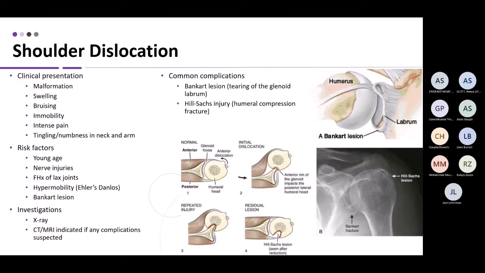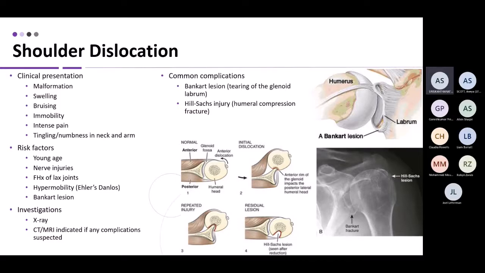And then just going through your clinical presentation, so your classic ones are your malformation of the joint, swelling, bruising, immobility, intense pain, and any sort of tingling, numbness in the neck and arms. Risk factors, which I've briefly gone through, so sporting injuries, so usually young, fit people. If you have any nerve injuries or any family history of lax joints or hypermobility yourself, and any Bankart lesions.